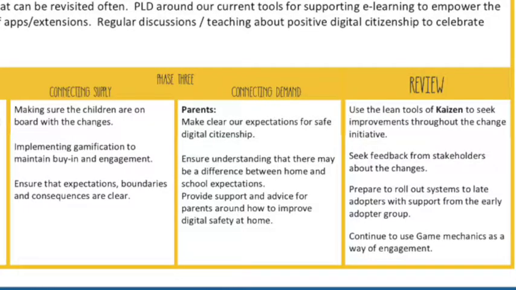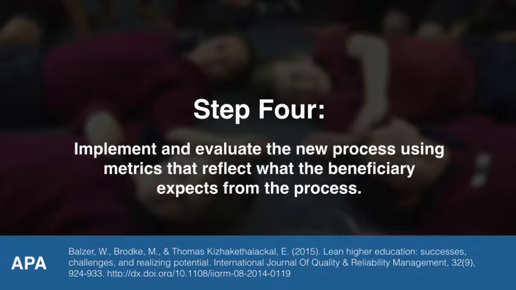Phase 3 of the Lean Plan is about connecting the supply and then the demand. This is going to involve making sure the children are on board and that they understand the requirements, boundaries and consequences. Also ensuring the parents understand that there is a different expectation between home and school. Step 4: implement and evaluate the new process using metrics that reflect what the beneficiary expects from the process.